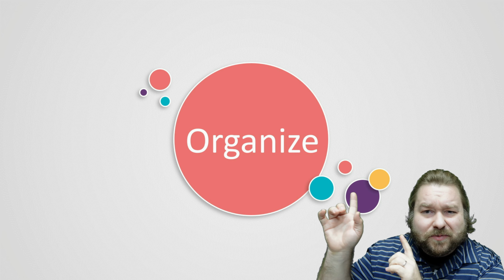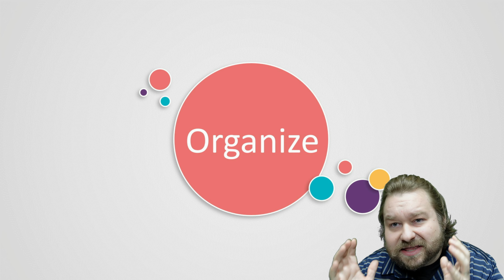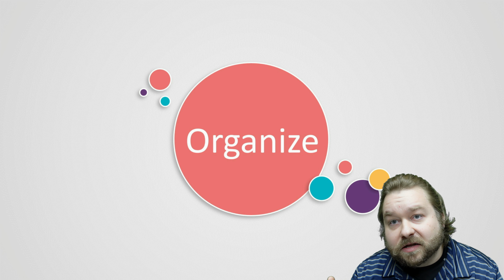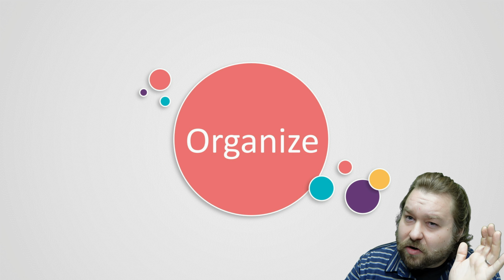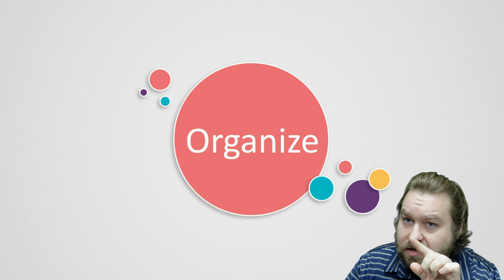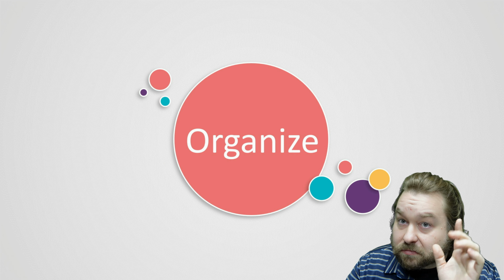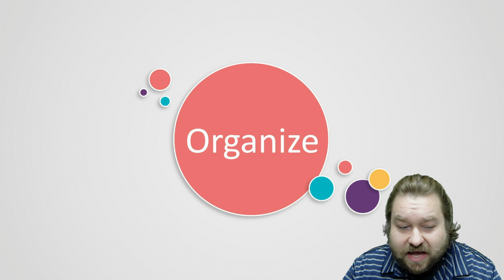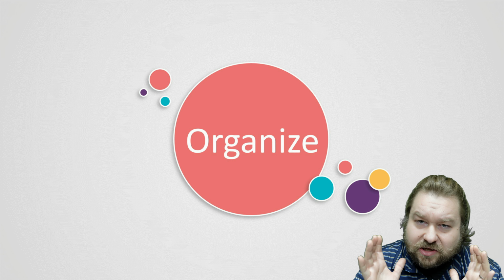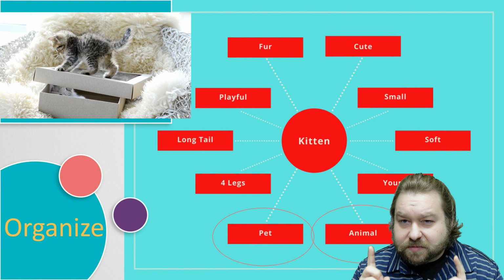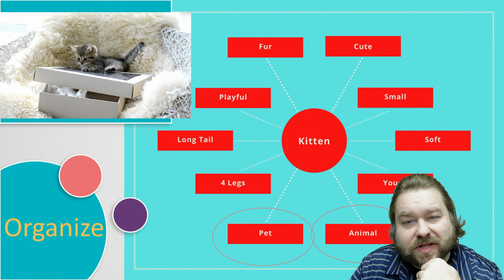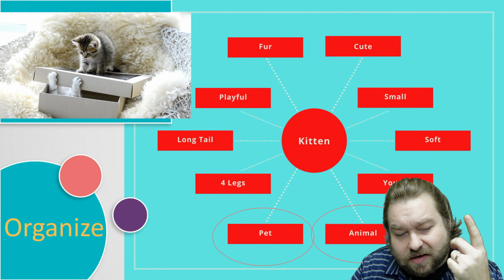We've got all of our mind map filled out, but that's only part of it. There's more we have to do. We have to organize it because not all of these things go together, do they? Exactly. We have to organize this down. So let's take a look at our mind map again. And we're going to see all of these things. But look at that. I circled 2 things. Pet and animal.